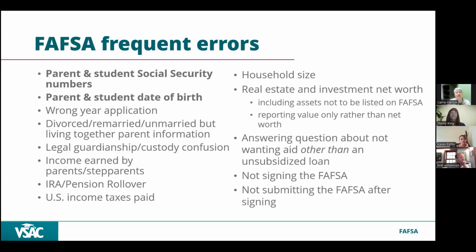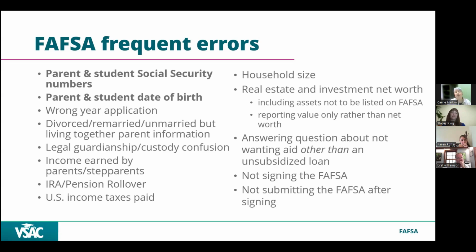Stacy mentioned the parent and student social security numbers, the parent and student date of birth. Those are super important in this process. If one number is misentered, we're not saying anyone doesn't know their social security number or date of birth, but if one number is misentered, what happens is this whole process grinds to a halt. And we've got to go back and figure that out.